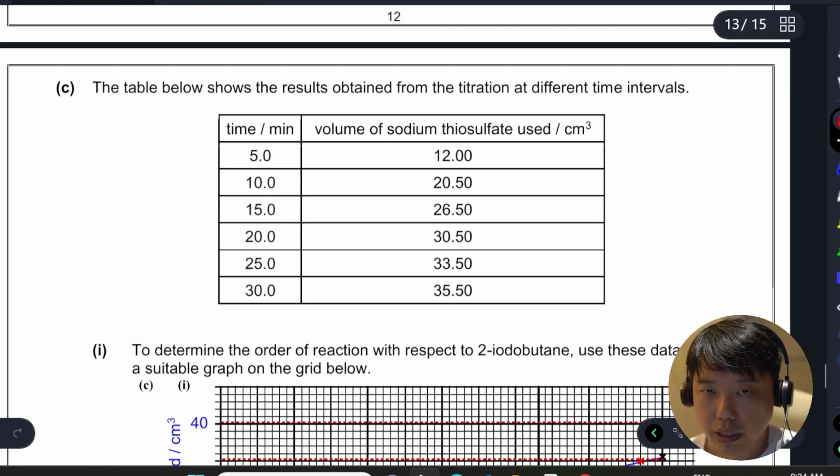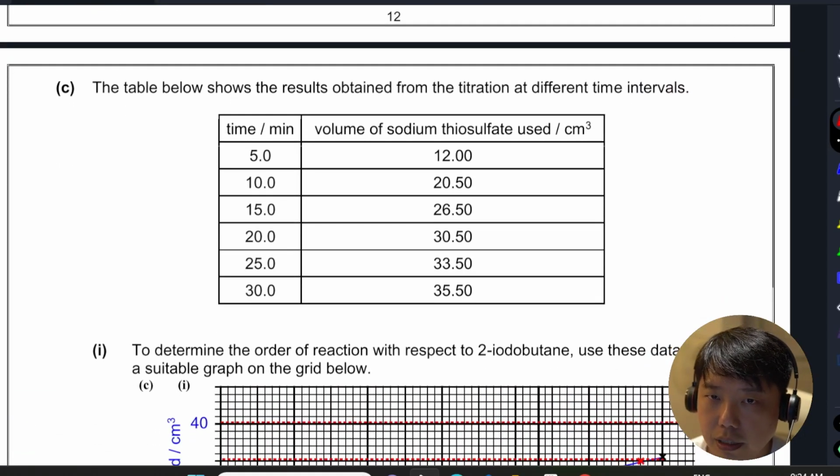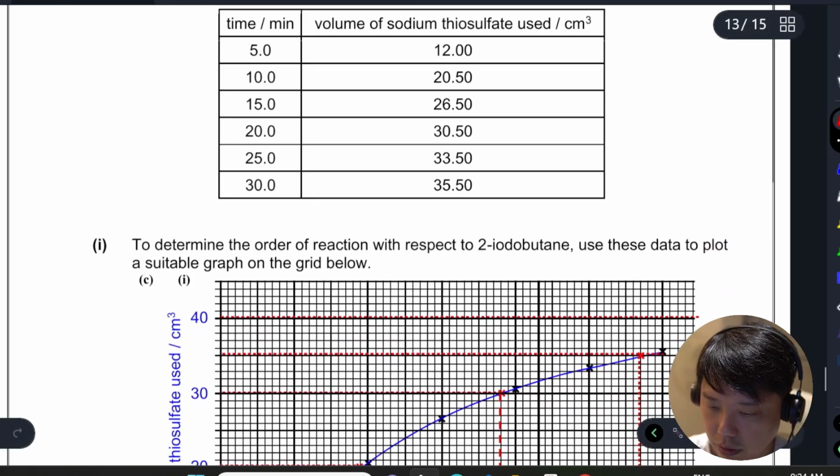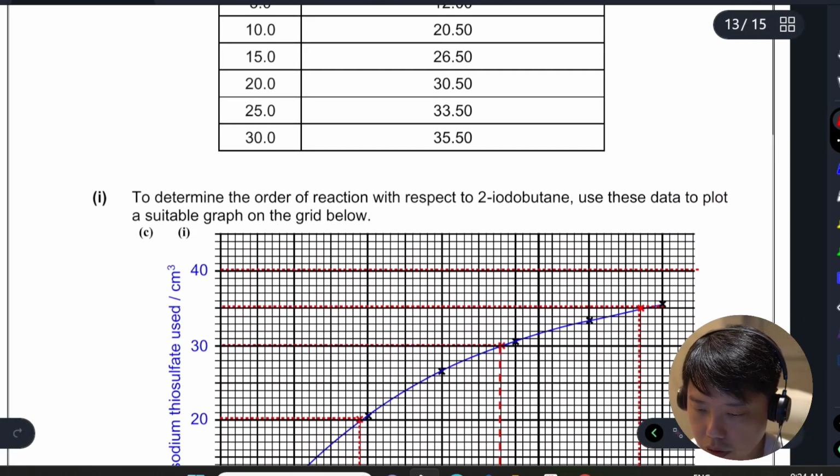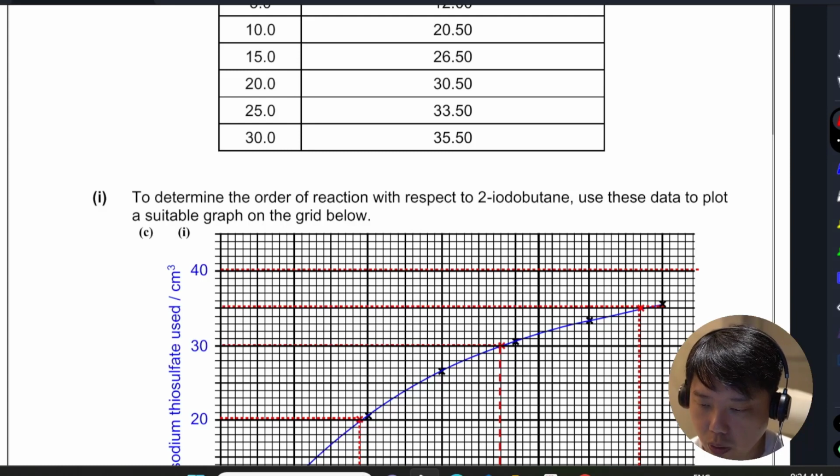Now let's look at the next part, part C. The table shows the results obtained from the titration. So you have time, and then you have the volume of thiosulfate used. To determine the order of reaction with respect to 2-iodobutane, use the data to plot a suitable graph. So thiosulfate is titrating the iodine. The iodine is like the product of the nucleophilic substitution, because iodine came from displacement.